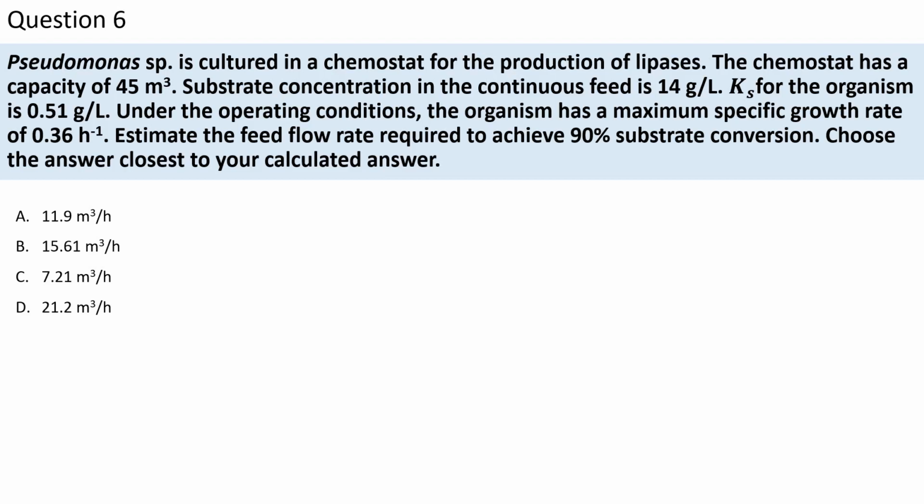Choose the answer closest to your calculated answer. Option A is 11.9 meter cube per hour. Option B, 15.61 meter cube per hour. Option C, 7.21 meter cube per hour. Option D, 21.2 meter cube per hour.